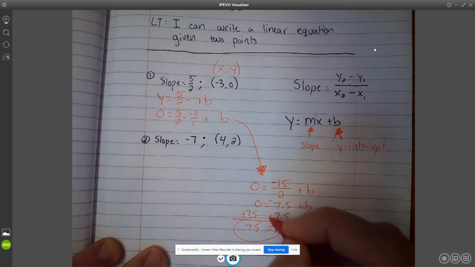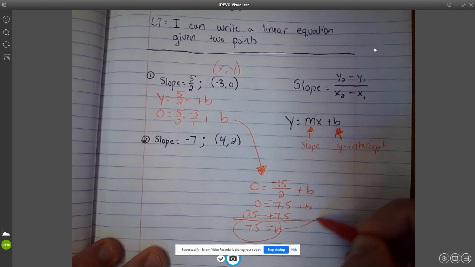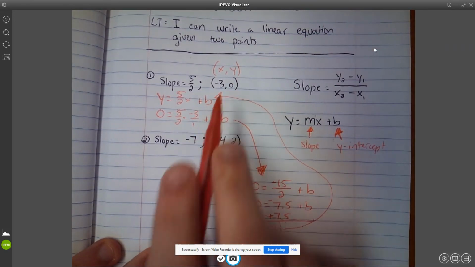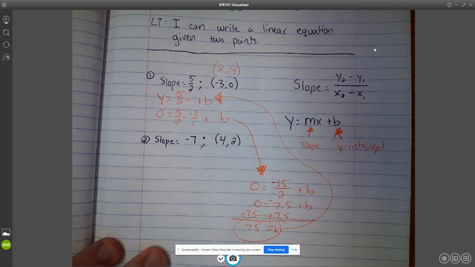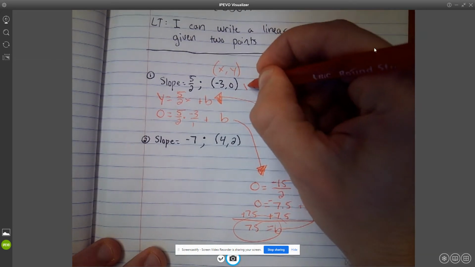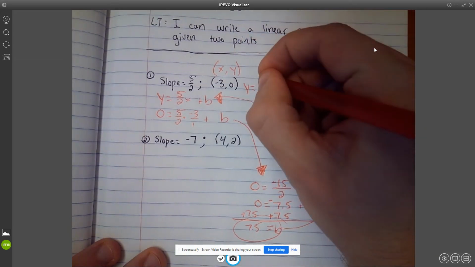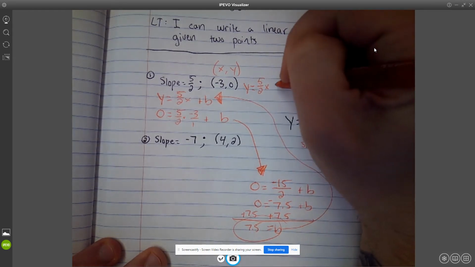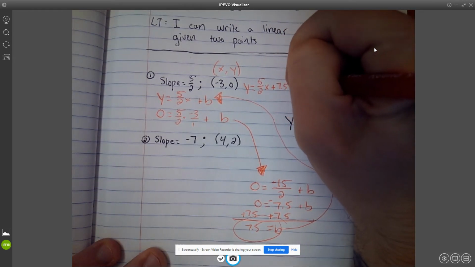So now we take this, and we're going to put this back into our original equation up here. So our equation for this line is going to be y equals 5/2 x plus, because it's positive, 7.5.